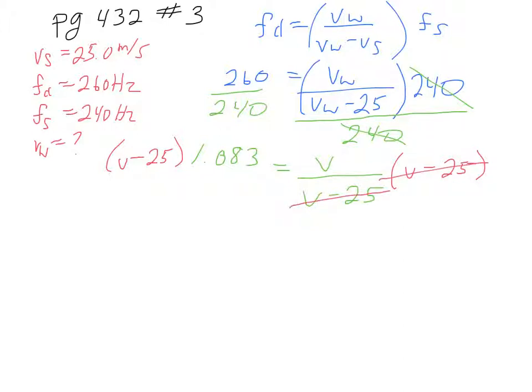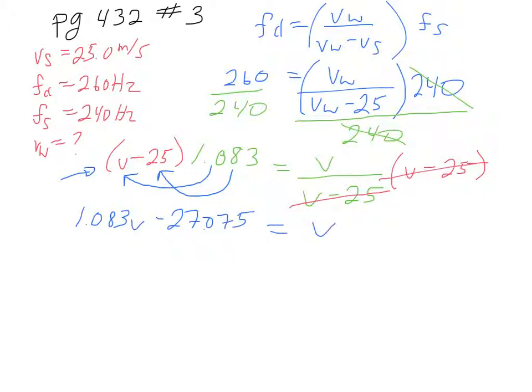So now what I have to do is take, on the left-hand side, this bracket that I just pointed to with my blue arrow. I have to multiply the 1.083 by both things on the inside of the bracket. So if I multiply the 1.083 by the V, I'm going to get 1.083 V. And then if I multiply the 1.083 by the negative 25, it is going to get me negative 27.075. And then I'm going to say that that is equal to V.